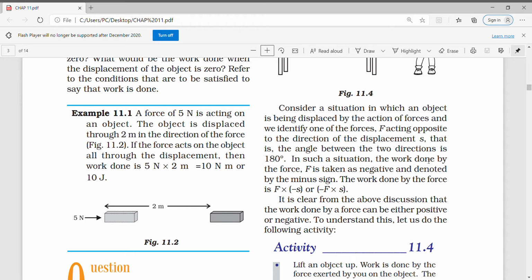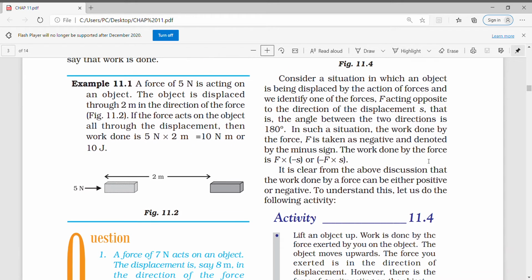The question is this: there is a force of 5 Newton. It is acting on an object, and as a result of the force, the object is displaced through 2 meters in the direction of the force, and you have to calculate work done. And you know that work done, the formula is force into displacement. Force is 5 newtons, displacement is 2 meters. So multiply 5 newton with 2 meters, and you will be getting answer 10 joules. So this is example 11.1.